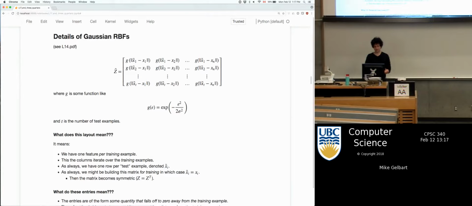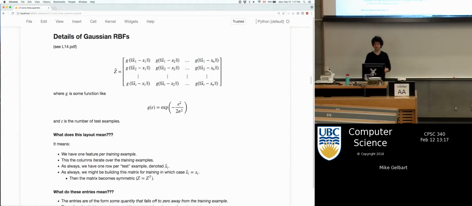How should I say this? Okay, we want a bump centered at the training example, so we want a function that is big when that distance is 0 and falls off as that distance gets big. So this G function, in this case we're doing the Gaussian RBF, is basically the Gaussian function, e to the minus x squared. That function has the property we want, right? It's big at 0 and goes to 0.